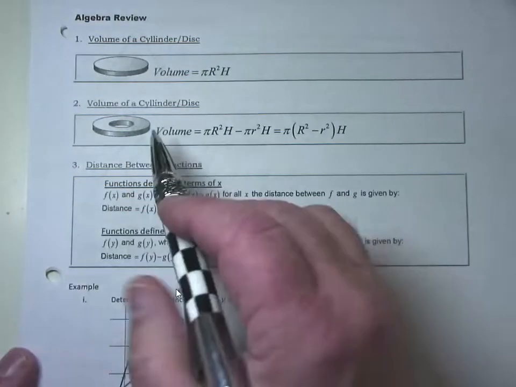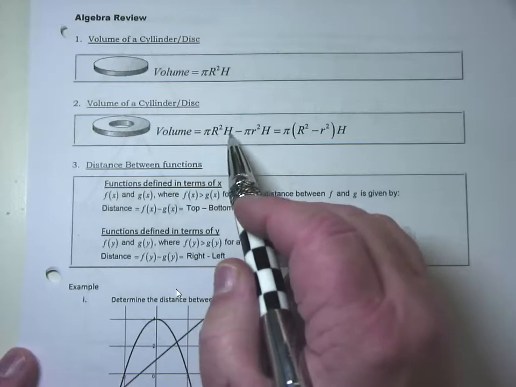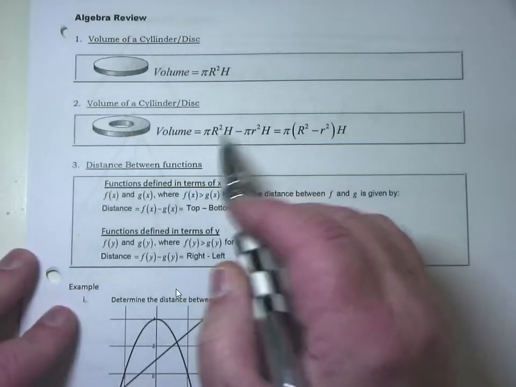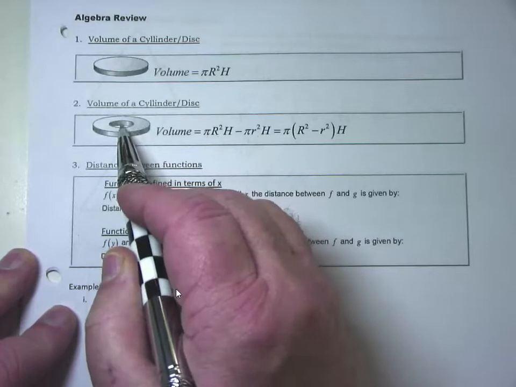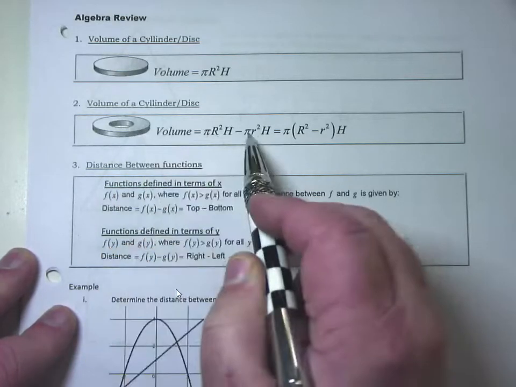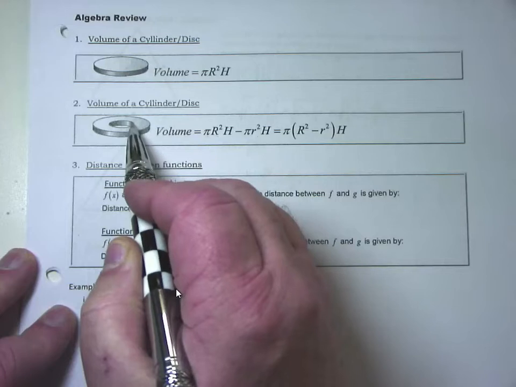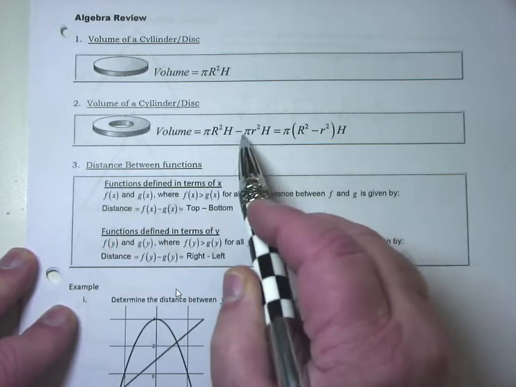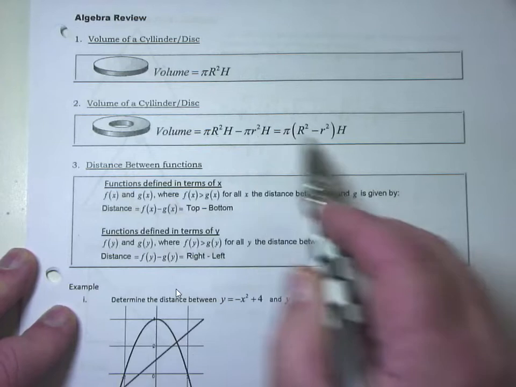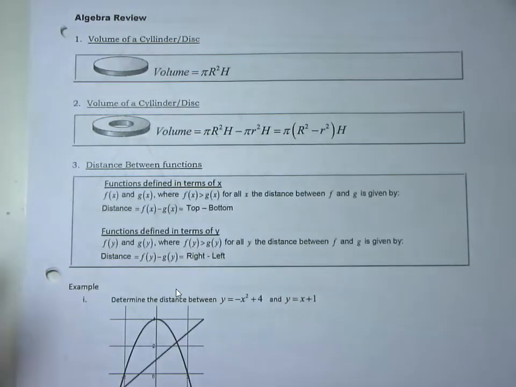It's going to be pi R squared h minus pi r squared h, where you have a big R and a little r. Big R is the big radius from the inside to the outer edge, and the little radius is from the inside to the part that's being removed. And that's where you subtract the little r, because that part's being removed. We're gonna come up with a formula that you're gonna see: pi times big R squared minus little r squared, times h.